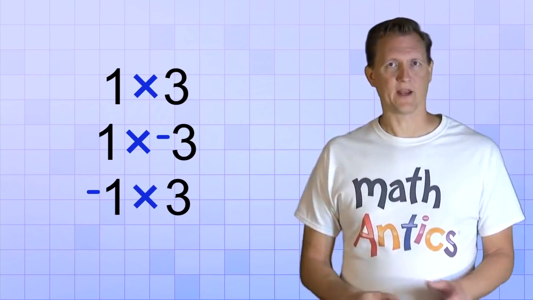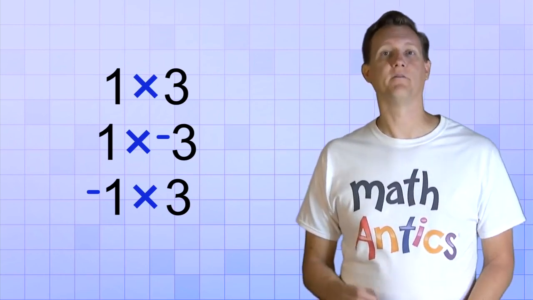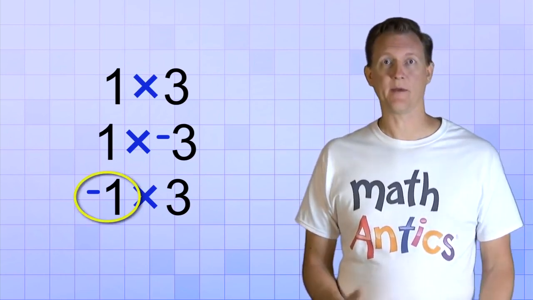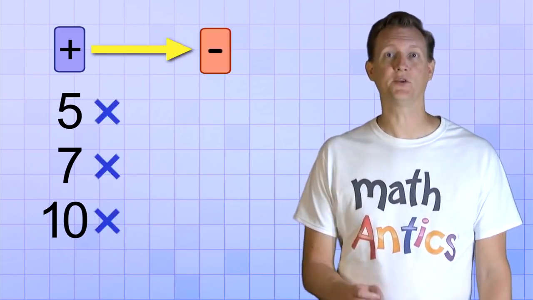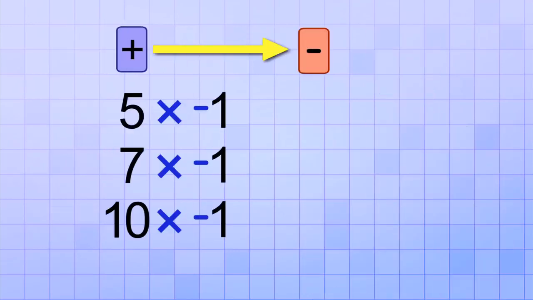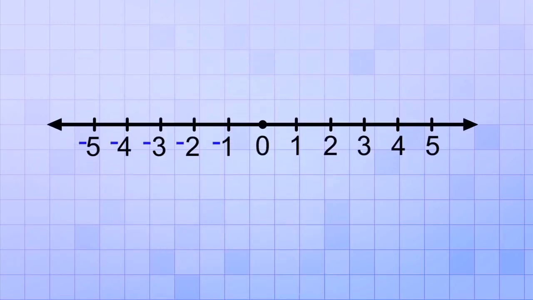So one way to think about negative numbers is to imagine that they're just like positive numbers, but they always have a factor of negative 1 built into them. That means if you want to change a positive number into a negative number, all you have to do is multiply it by a factor of negative 1. 5 times negative 1 is negative 5. 7 times negative 1 is negative 7. 10 times negative 1 is negative 10, and so on. And one way to visualize this is to see that multiplying by a factor of negative 1 just switches a number from the positive side of the number line to the negative side.